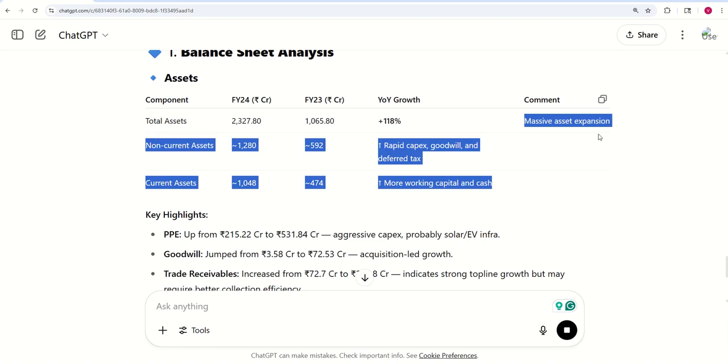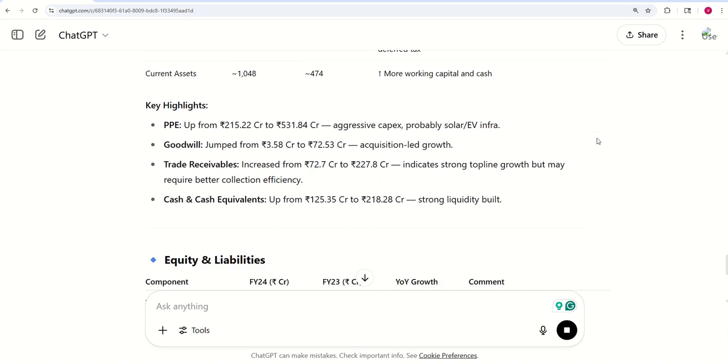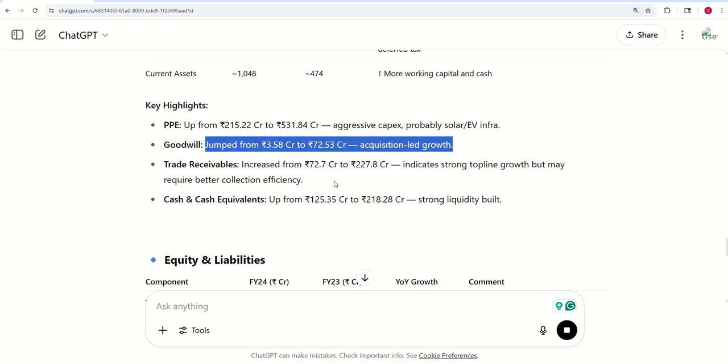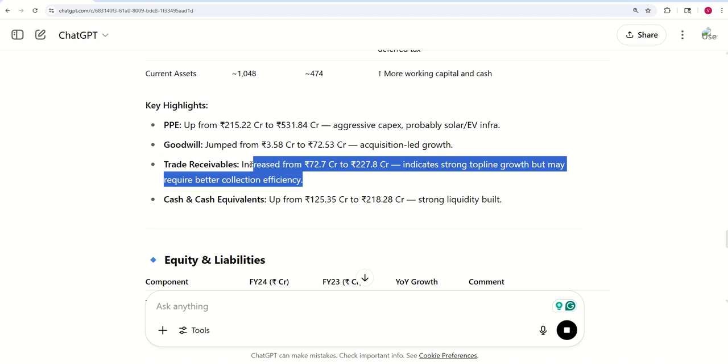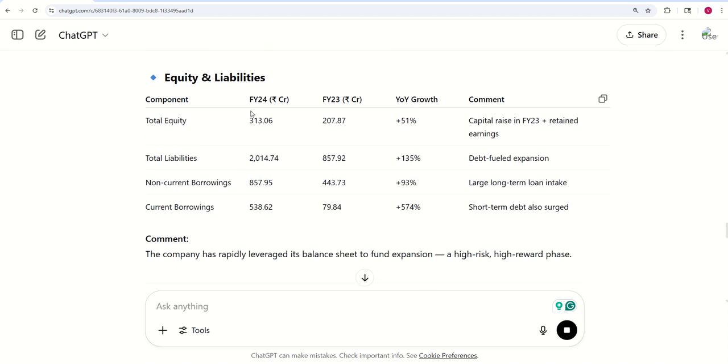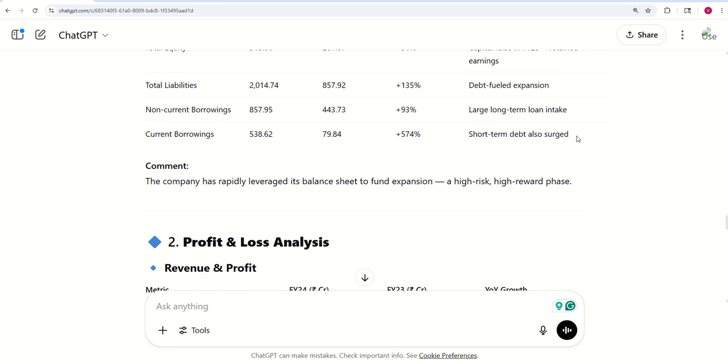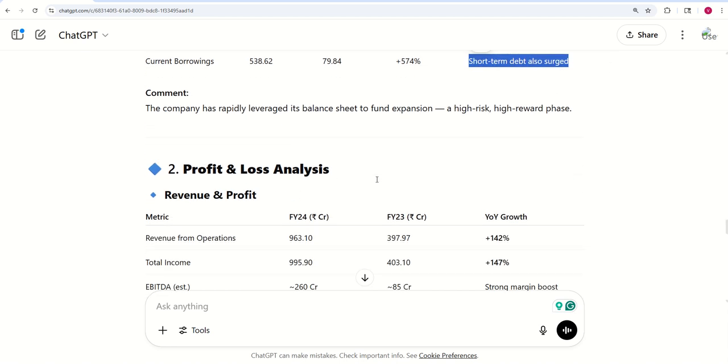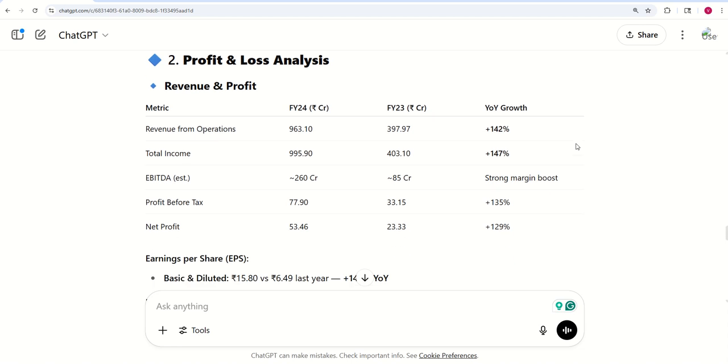One comment on total assets is that there is a massive expansion of assets. Goodwill has jumped due to acquisition. Trade receivables have also jumped, so it says that better collection efficiency is required. On equity and liabilities, one point is that it is debt-fueled expansion. Short-term debt also surged. The company has rapidly leveraged its balance sheet to fund expansion, a high-risk, high-reward phase.